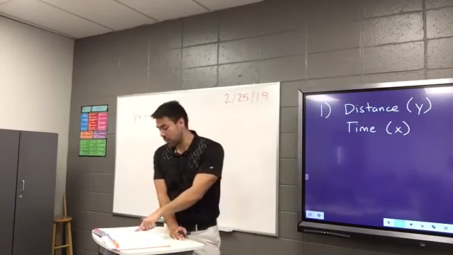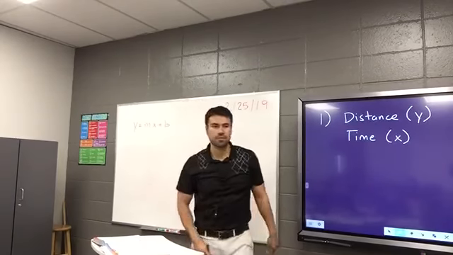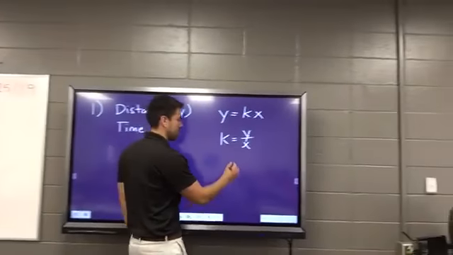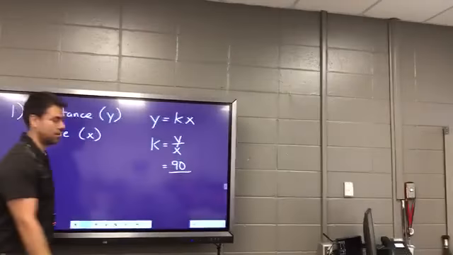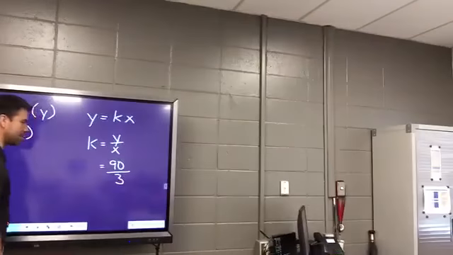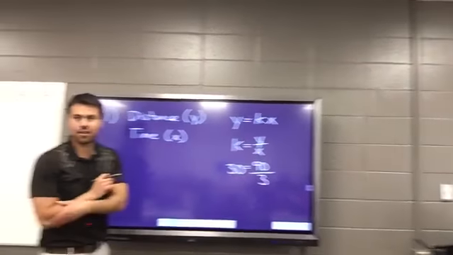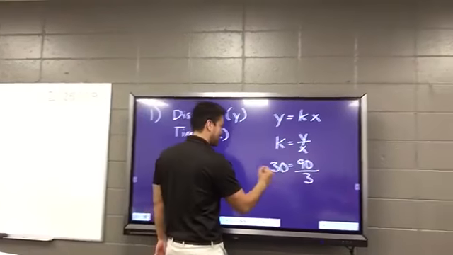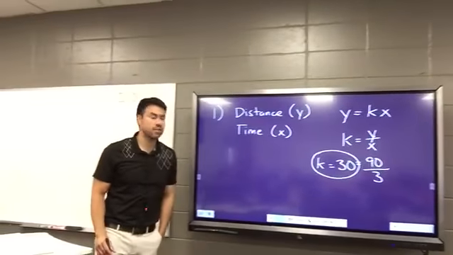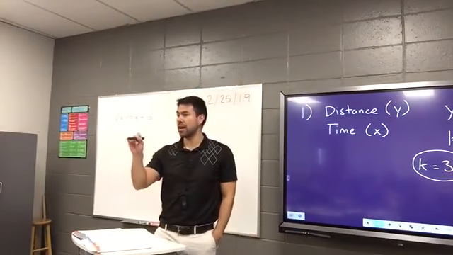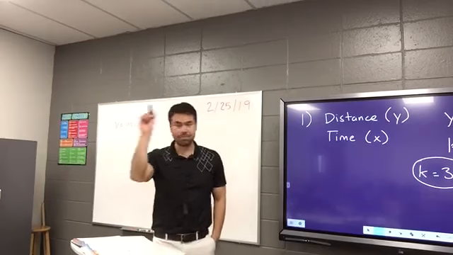Looking at number 1, looking at the 90 and 3, which one's the y value? The 90 or the 3? The 90. That's the dependent variable. What's your x value? 3. What's 90 divided by 3? 30. What's your k value? 30. Good. K is 30. The constant of variation is 30. So in this case, you go up 30 over 1. That's your slope. It's really steep.